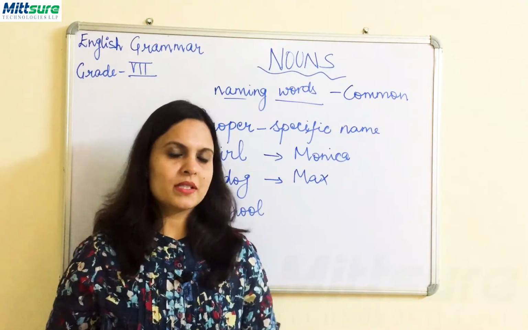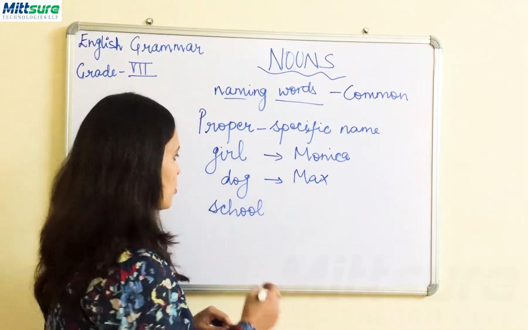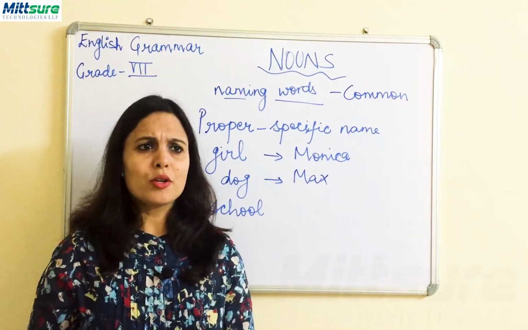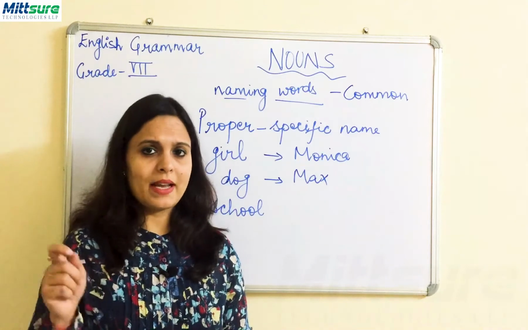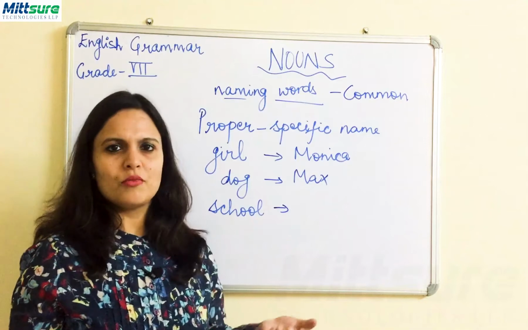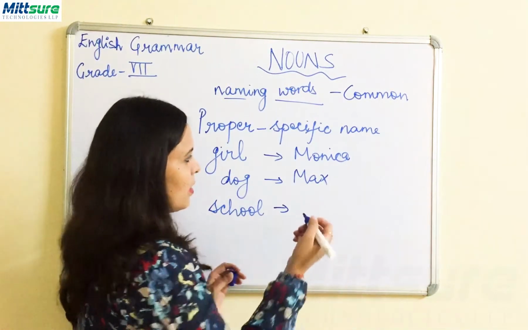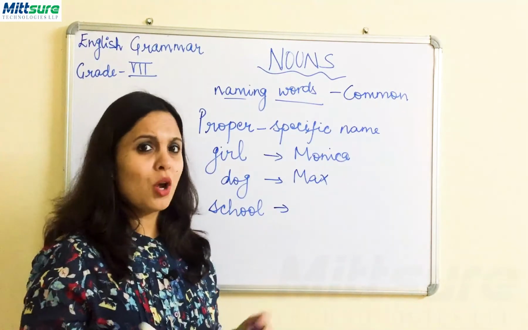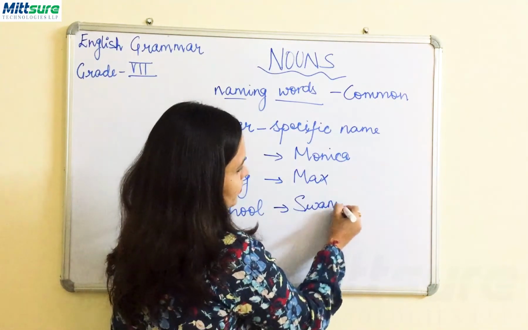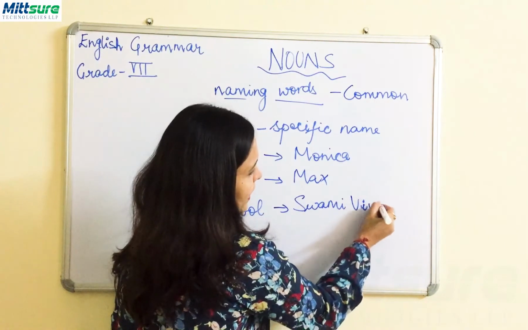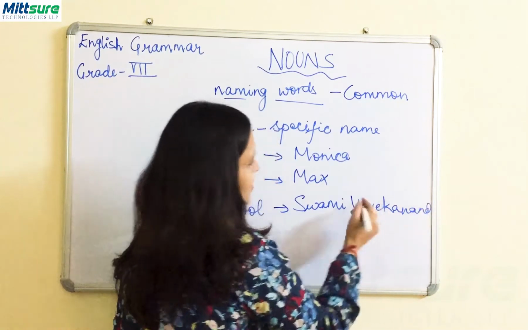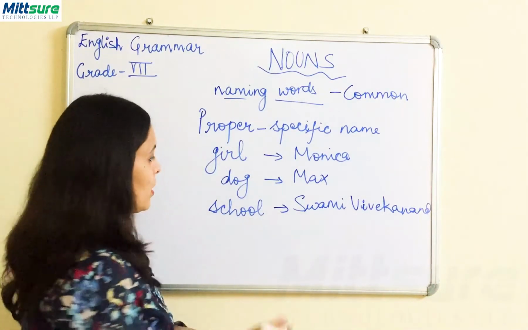Similarly, we have the monuments. So if I talk about monuments or the buildings again, these monuments are also given a specially recognized name, right? So for school, we can say any school, whatever your school's name is, we can say Swami Vivekananda School. So it is actually named after a great leader. So Swami Vivekananda School, right? So this becomes the proper noun.